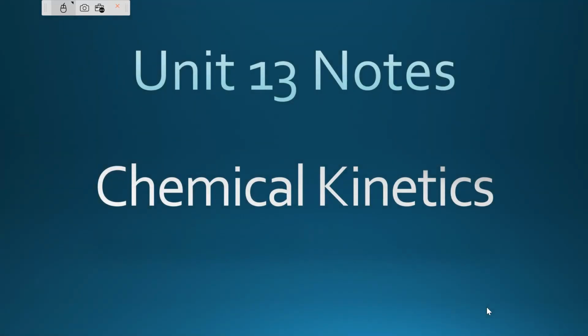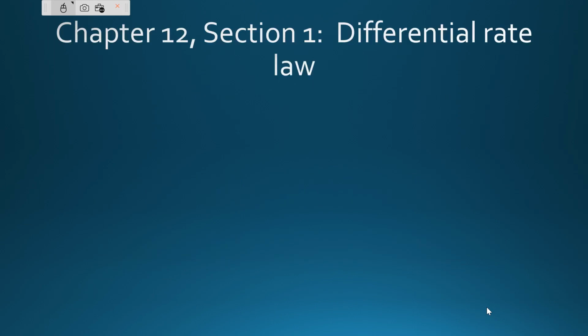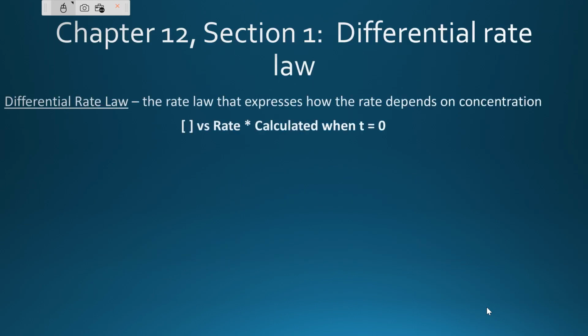Welcome back, everybody. This is AP Chemistry, Unit 13, our last unit for the year, taking a look at chemical kinetics. What we are doing with chemical kinetics is taking a look at what rates are and how to do calculations with them. So we use the differential rate law, the rate law that expresses how the rate depends on concentration.